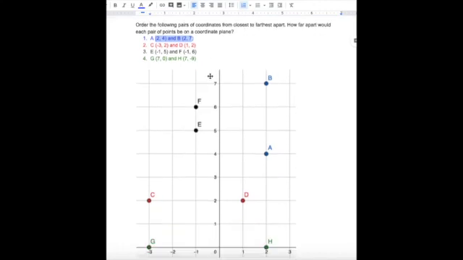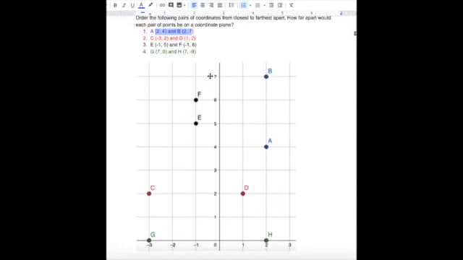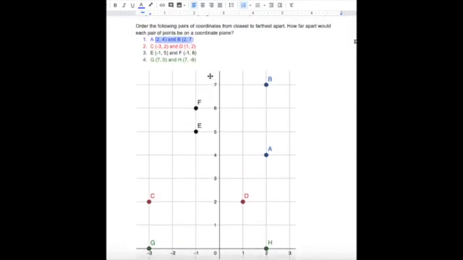And then look on the graph. Which ones are the closest, which ones are farthest apart? The graph should be easy. And then look and see, how could you tell from looking at the ordered pairs which ones are closest and which ones are farthest apart? So pause it and take a minute to try that.